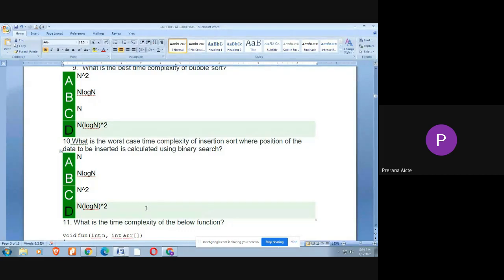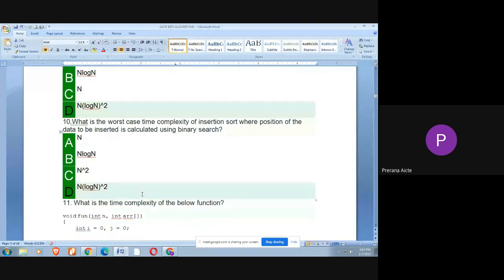So though we use binary search to find the position of the element to be inserted, it is not going to affect the insertion sort. So it is going to be order of n square. So the option is C.